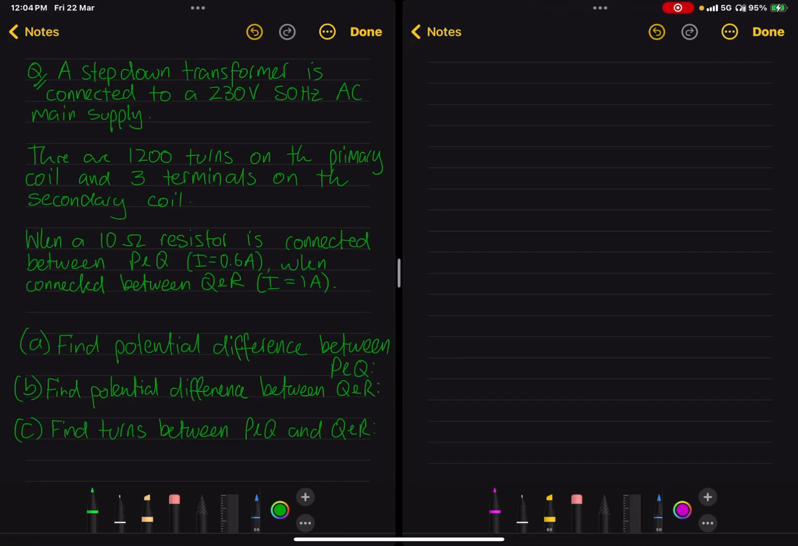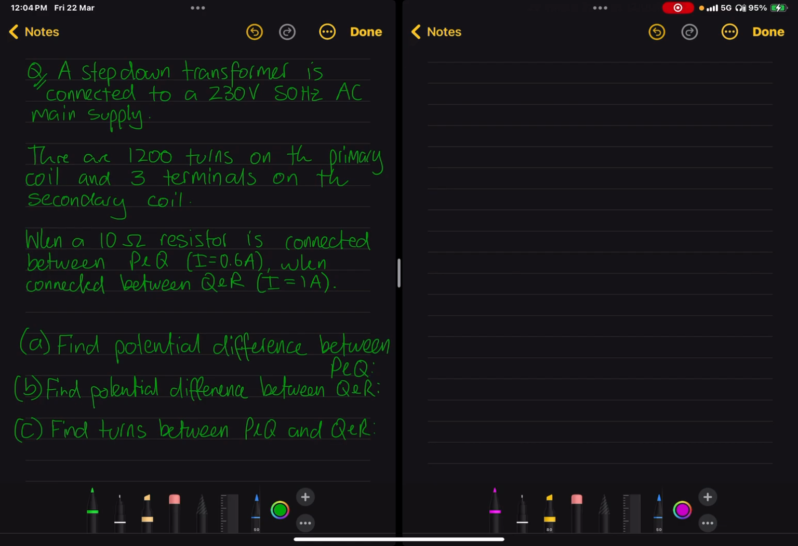Okay, so we're going to take a look at another question from the electromagnetics topic. Here we are told a step-down transformer is connected to a 230 volt 50 Hz AC main supply. There are 1200 turns on the primary coil and 3 terminals on the secondary coil.